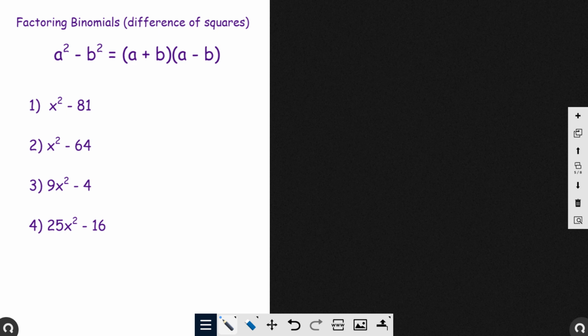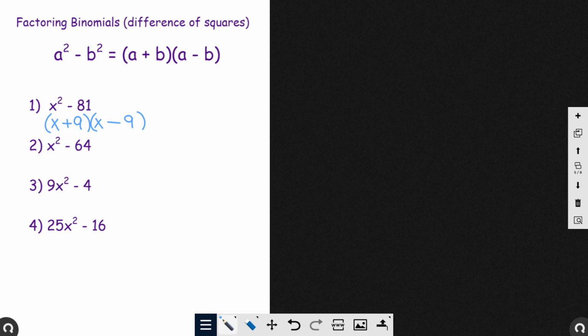So, looking at this first one, it is x squared minus 81. Is 81 a perfect square? Yes, it is. What times what makes 81? 9. So, how we factor these is we make 2 parentheses. What times what makes x squared? X. So, x is at the beginning because x times x makes x squared. 9 times 9 makes 81, so that goes at the end. We put a plus in one and a minus in the other. So your final answer is x plus 9, x minus 9.